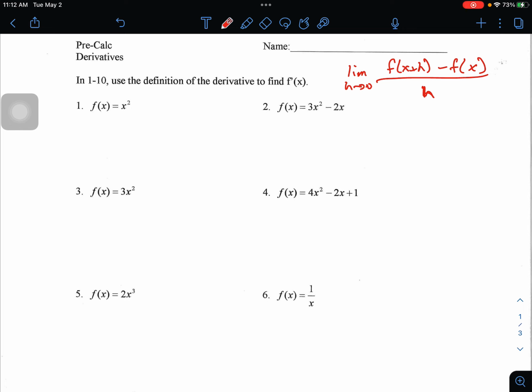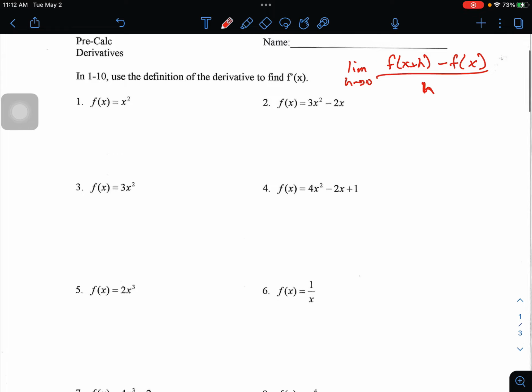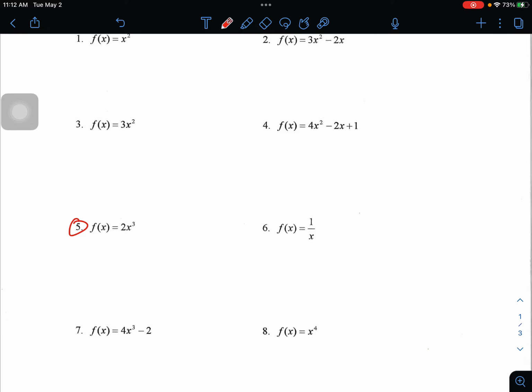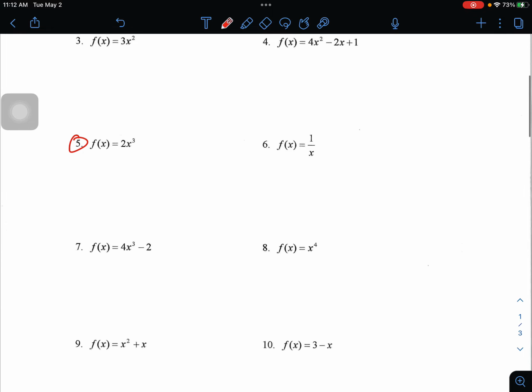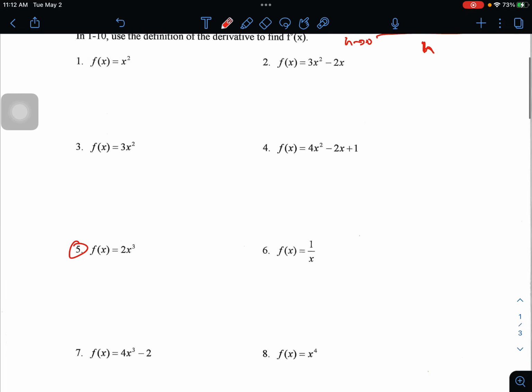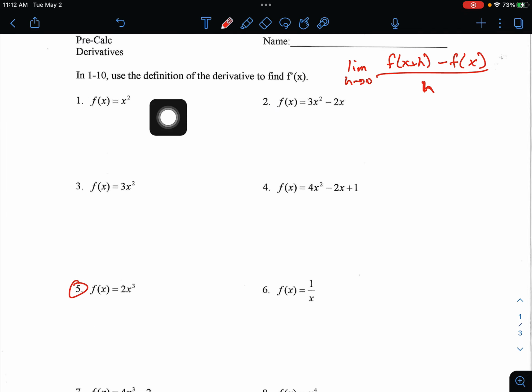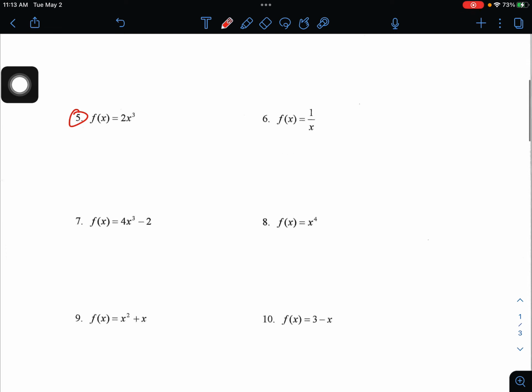Okay? So I'm just going to go over a couple of these problems together here real quickly to give you a heads up. One of the questions that was asked right away was problem number 5 in class today. And so remember when we're doing this, f of x plus h is kind of like your y2, and then f of x is like your y1. So you're taking one equation minus the other. So we have our f of x equation. We need our f of x plus h.